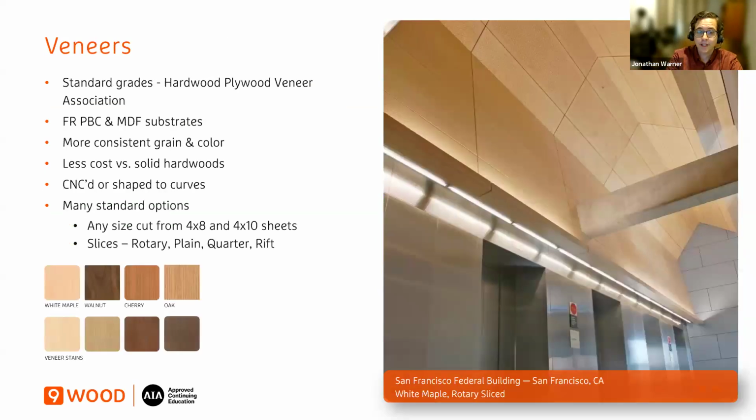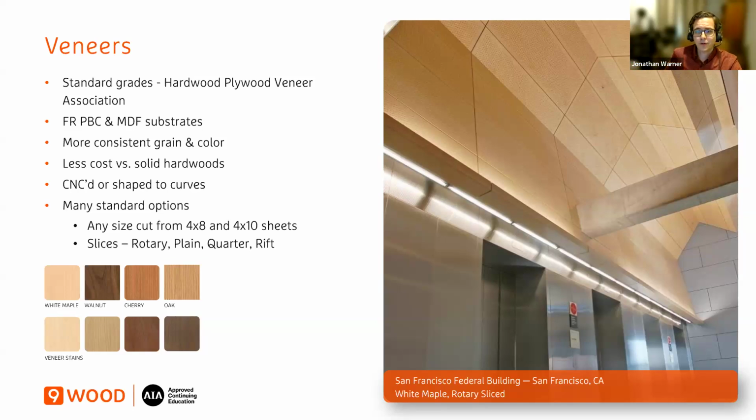Veneers. Veneers are different than solid wood in terms of standard grades. They're universally sourced. That's true of all wood ceiling manufacturers you could deal with. And the grade is defined by the Hardwood Plywood Veneer Association. So that's great in that regard. It's more universal, very standard across the whole nation.